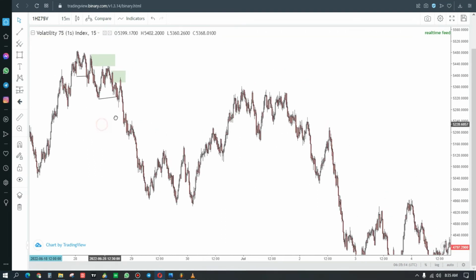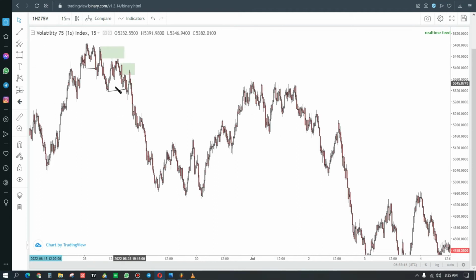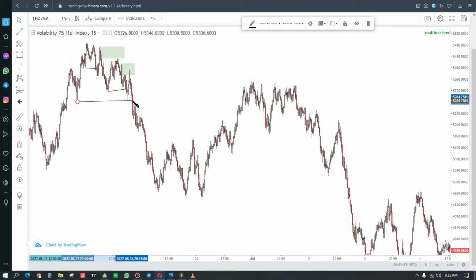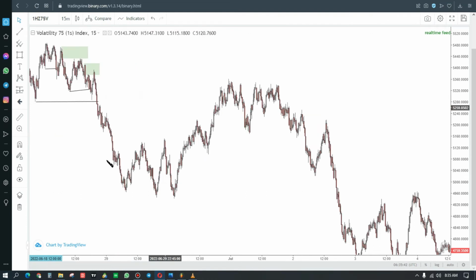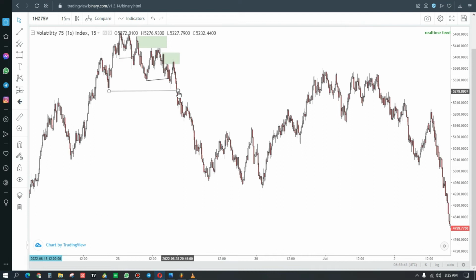Okay, so this would have been a change of character, and this would be a break of structure, the continuation structure that shows us that the market has turned bearish. So you would have had your first entry here, but you would be watching to see what the market would do on this low, because this is the most important low, and this low confirms our market structure shift. The market has actually shifted bearish. When this low got taken out, then you knew that this order block was very crucial.